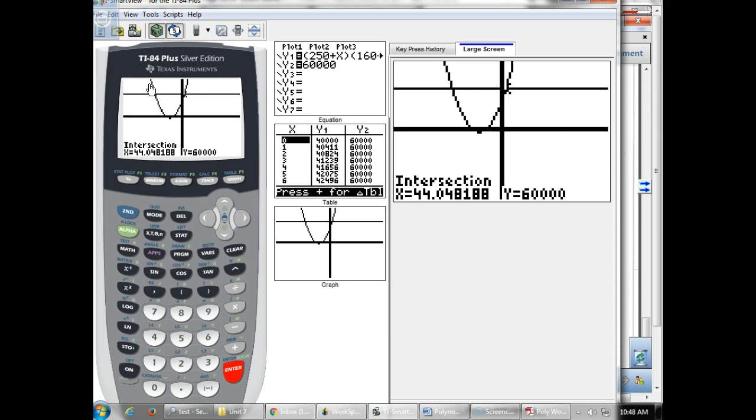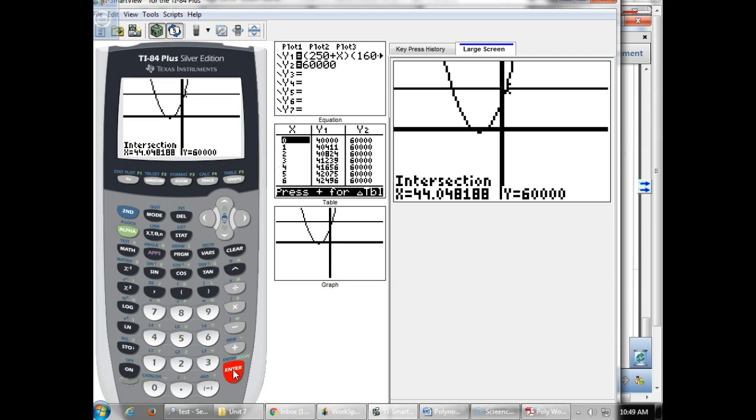It's a negative x, so it won't work in the domain because the domain of this has to be positive, okay? So truly, any x from here to here is going to work and give me a positive area, but only the 44 and higher would give me an area of at least 60,000, okay? So that's kind of what we're doing today with the word problems.